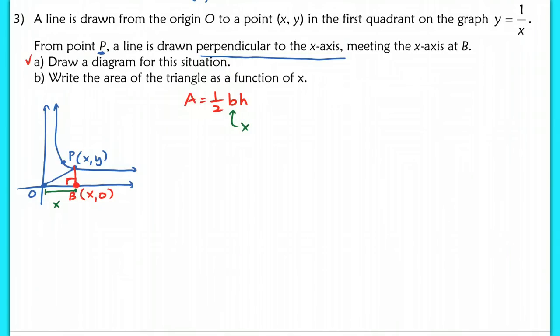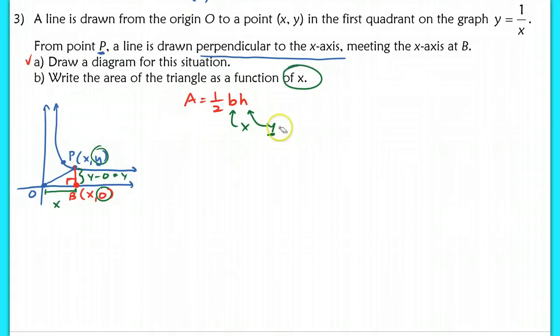Now we need to work on the height. That height here is going to be found by taking the y and subtracting your y coordinate here, the overall vertical change. So it's y - 0, which is just y. Now the problem is, for the height, I don't want it in terms of y. I only want it as a function of x.